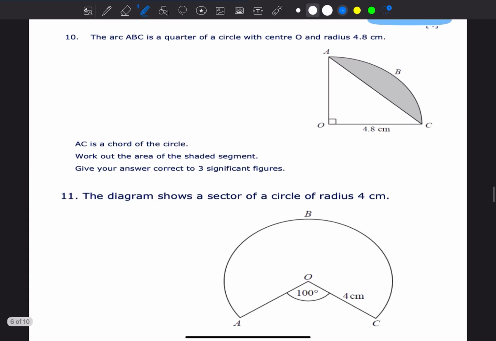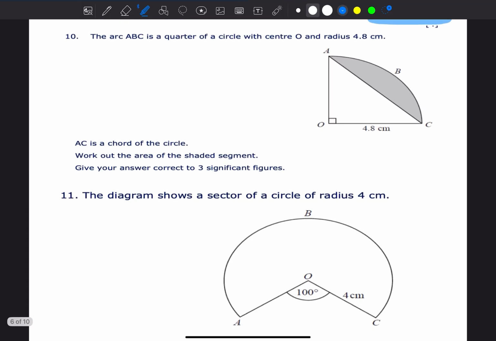Next one, the area of a quarter circle. Well, you could do it as a quarter circle, or you could do it as a sector, it's up to you. You could do 90 over 360 times the whole thing, which would have been the easiest route. Or you could do quarter circles. Let's do the whole thing actually.